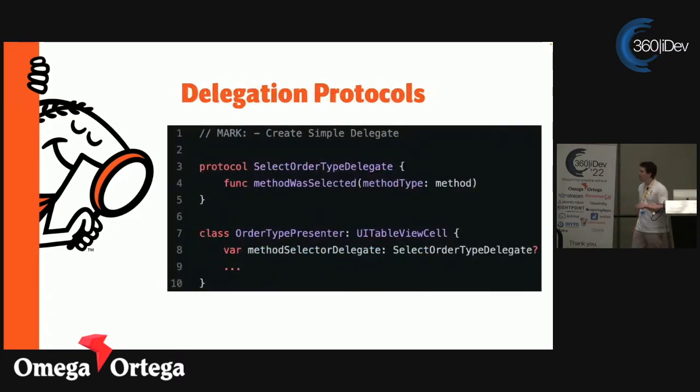And then we have this piece of code. Does anybody have an idea what could cause a strong reference cycle or memory leak in this piece of code?